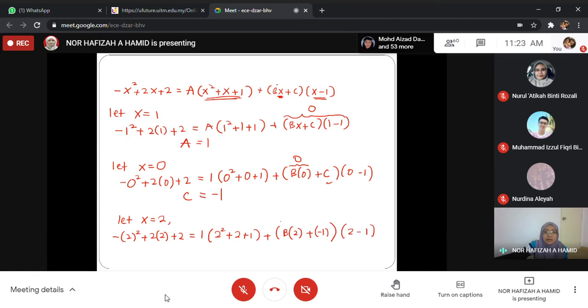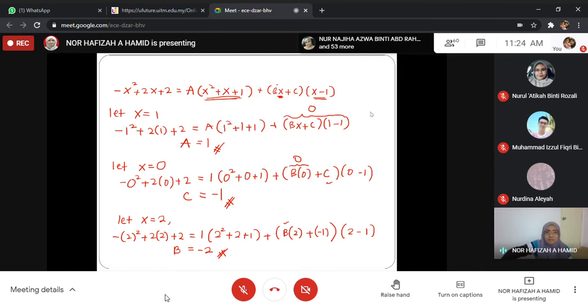So kalau kita ada constant B je kat sini, you boleh terus calculate B. So B is equal to negative 2. Okay, so kita dah complete lah. A is 1, C is negative 1 and B is equal to negative 2. Okay, so solution ni you boleh screenshot. Okay, so you have A, B and C.